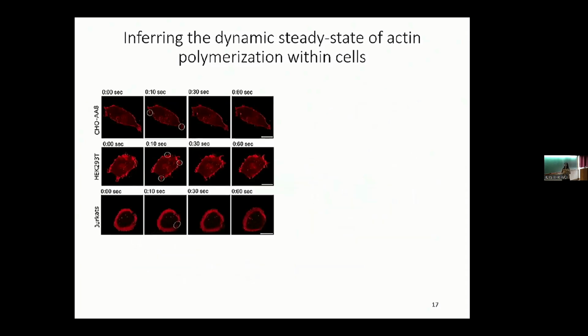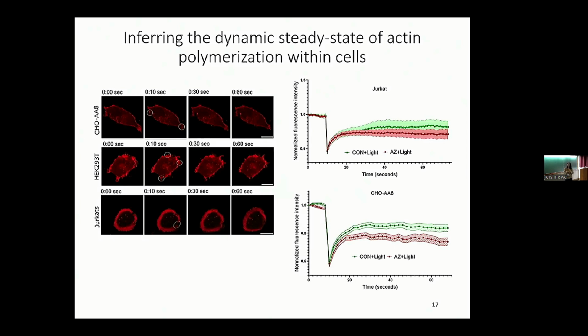And I won't go into it in too much detail in the interest of time, but what we saw is that different cell types, both non-immune cells as well as our immune cell, for which we chose Jurkats, have different actin recovery profiles upon photoablation in a specific region. And this would indicate to us that the dynamic steady state of actin polymerization, and how they assemble their actin machineries in those regions, for instance when recovering from photoablation, can be different. And we're actively working on some computational simulations that can help us understand this better.